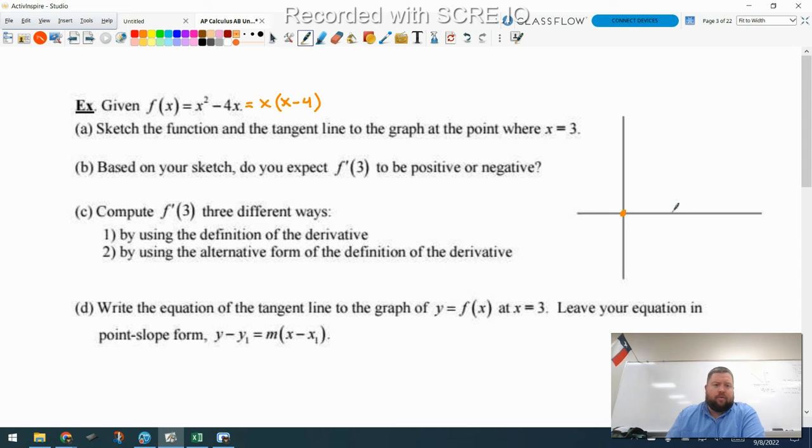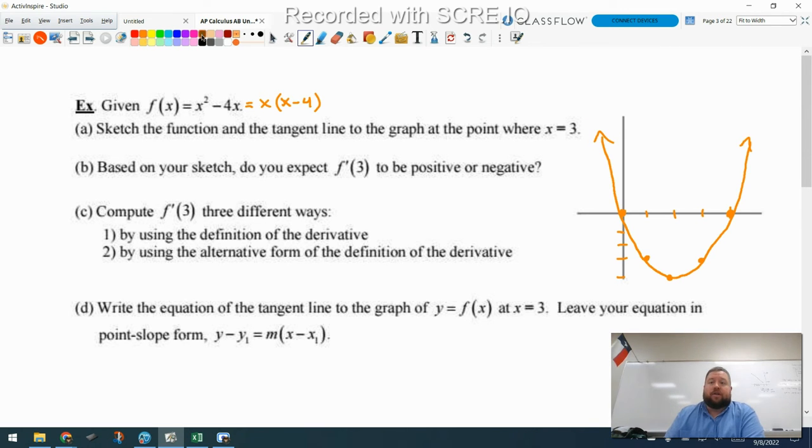So I'm going to plot those: 0, 1, 2, 3, 4. All right, and then I'm just going to plug in the numbers in between, 1, 2, and 3. So if I plug in 1, I'm going to go back to my original. I would get 1 minus 4, which is negative 3. I plug in 2, I would get 4 minus 8, which is negative 4. If I plug in 3, I would get 9 minus 12, which is negative 3. Okay, we knew it was a parabola because we saw the equation, and our points are certainly going in a parabola shape like this. All right.